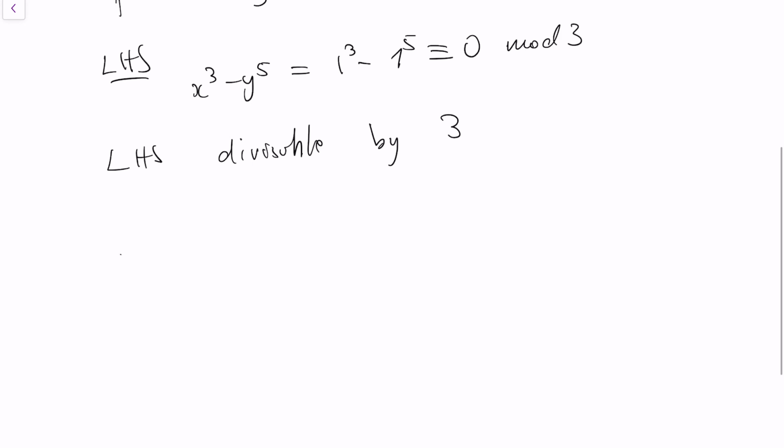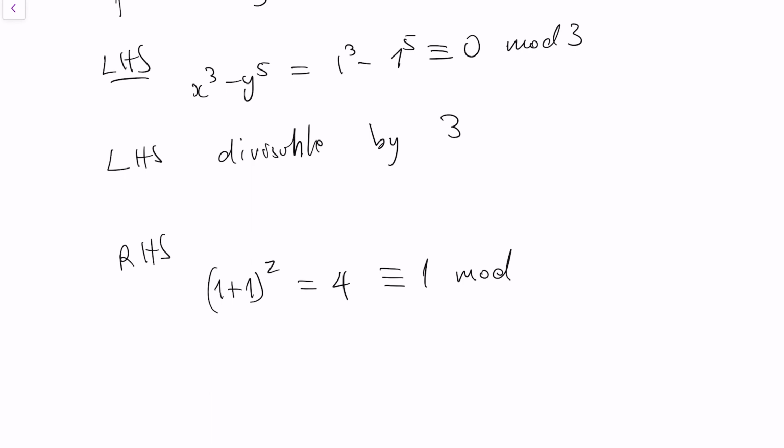But if we look at the right-hand side, if x is equal to 1 and y is equal to 1 in mod 3, on the right-hand side we have x plus y squared, so we have 1 plus 1 squared, which is equal to 4, which is equal to 1 in mod 3, so it is not divisible, right?